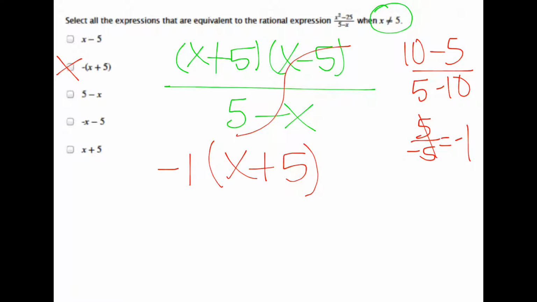Then the other option is, what if I were to distribute this? I would get negative x minus 5, which is right there. So there's your two answers.